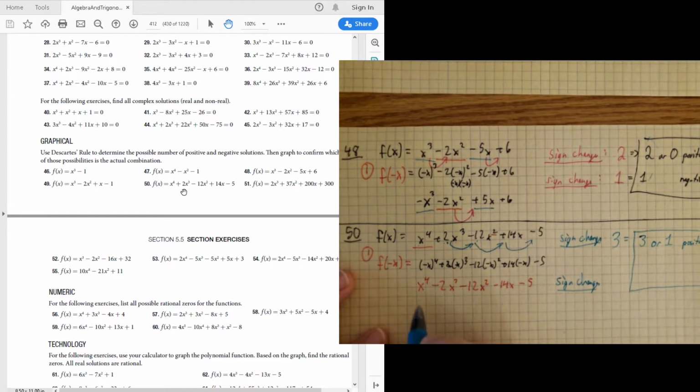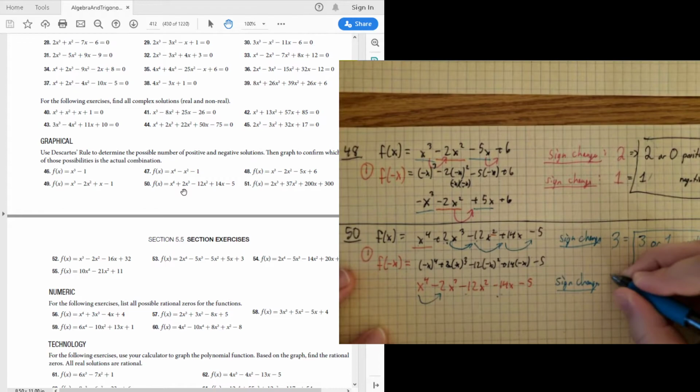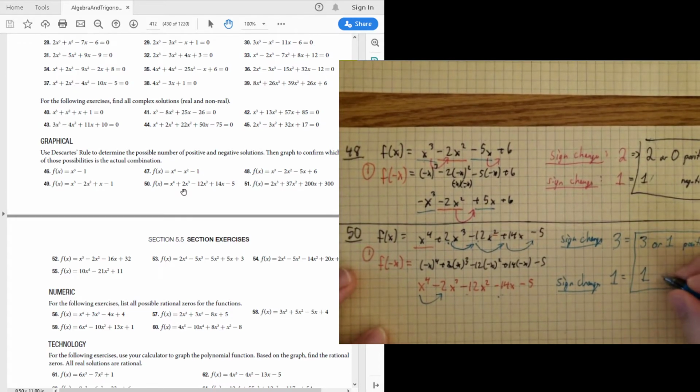For this one, positive to negative, there's 1. Then we have negative to negative, there's no change. Negative to negative, no change. Negative, negative, no change. So we have 1 sign change, which means there's 1 negative solution.